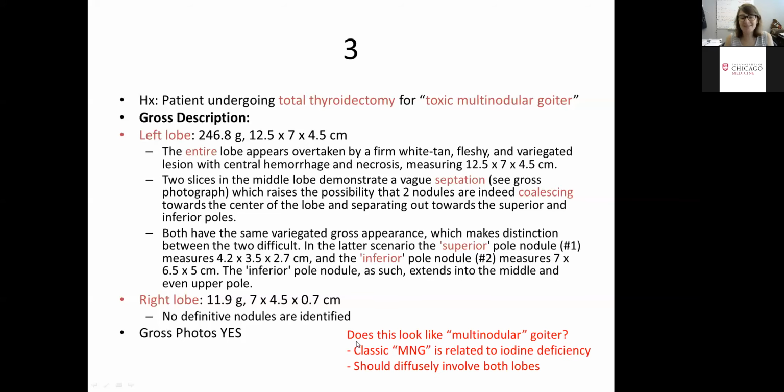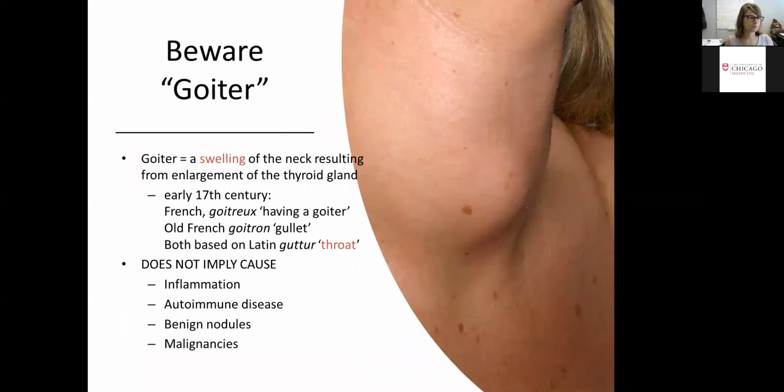So again, does this look like a classic toxic multinodular goiter, right? Classic multinodular goiter is diffuse and bilateral and is usually related to iodine deficiency and should involve everything, right? So no, it doesn't look like that. Okay. So again, beware goiter.